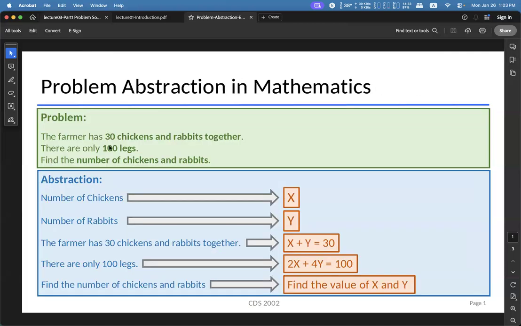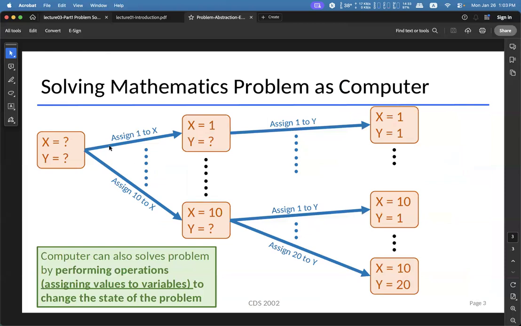So when we are solving this problem using computers, the thing that the computer is trying to figure out is the value of x and y. We let the computer assign values to x and y and generate all the possible configurations of x and y that at the end will satisfy the two conditions given in the question. So in that sense, the only thing that the computer is changing in the environment is the value of x and the value of y.